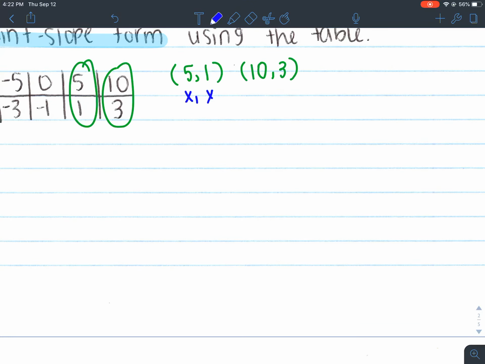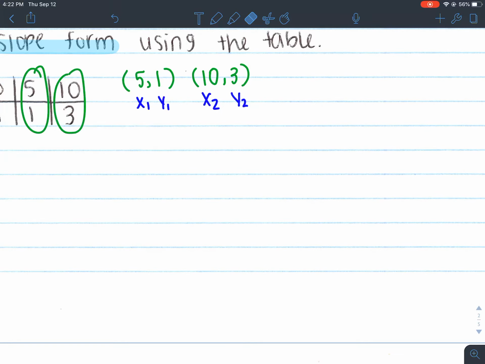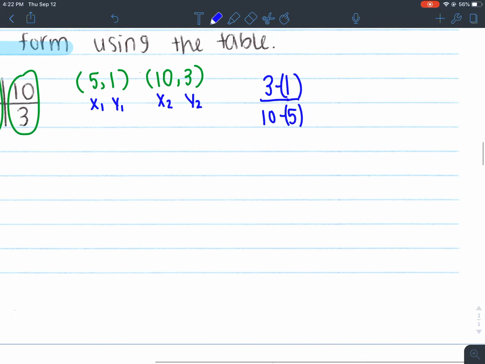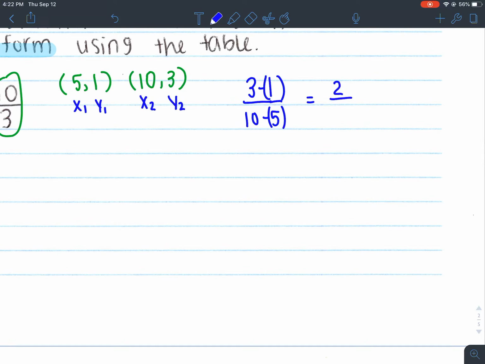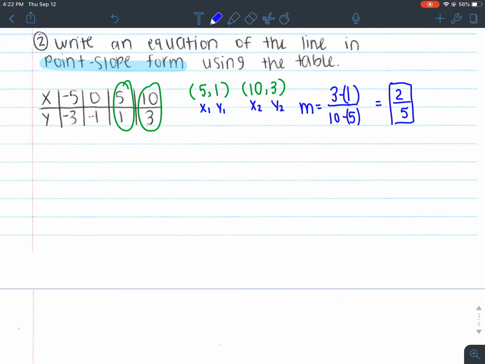x1, y1, x2, y2. Whoops. So I have 3 minus 1 over 10 minus 5. Make sure I have those parentheses. Okay, 3 minus 1 is 2, and 10 minus 5 is 5. So I have a slope of 2/5, my bad.